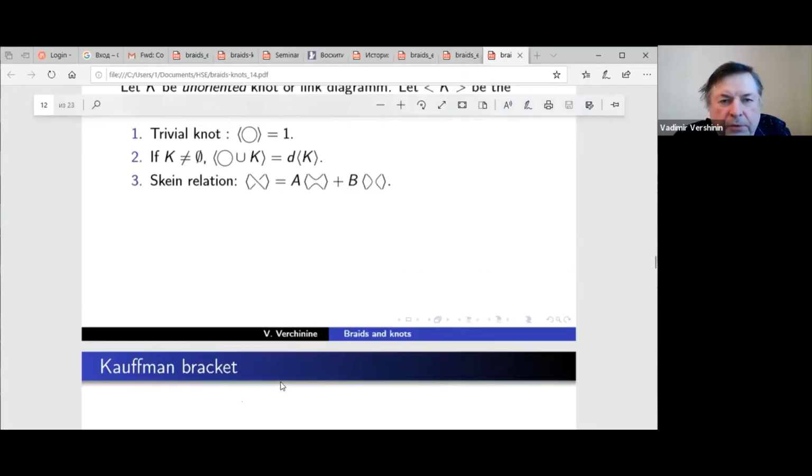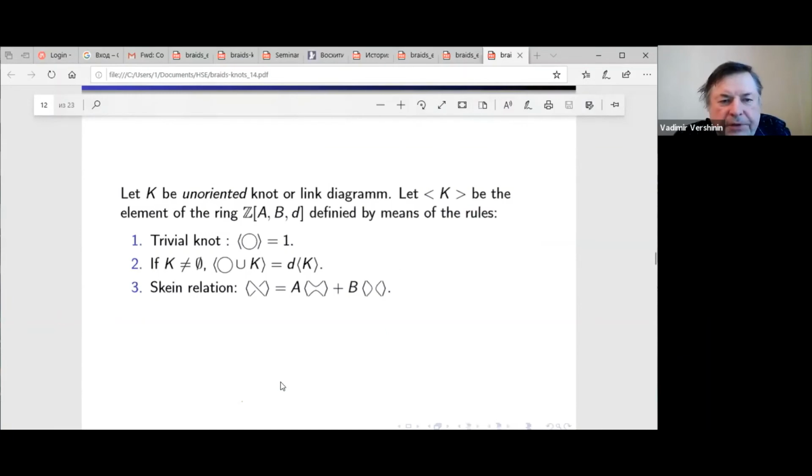So you see that, what is it? It is no sense. Invariant on the Reidemeister moves, because why should this bracket, this element of the ring Z[A, B, D], be invariant? No reason to be invariant under Reidemeister moves.